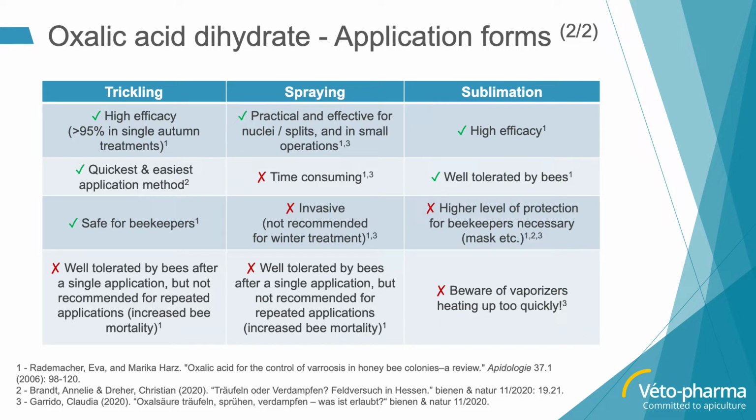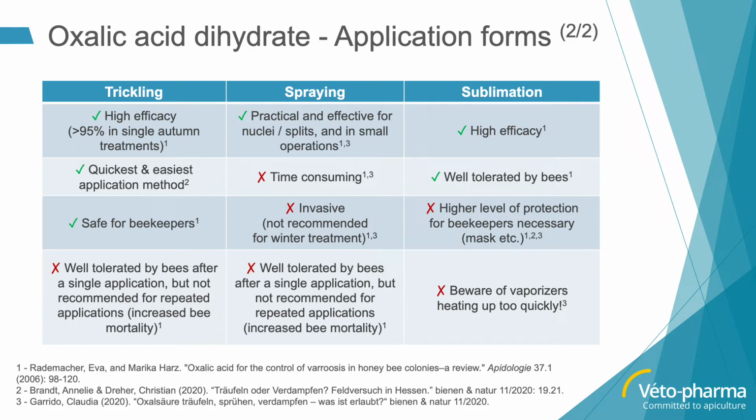Spraying is a practical and very effective treatment for nuclei and splits in spring and summer, as well as for smaller beekeeping operations. However, it is more invasive and time-consuming than the other two application forms, and therefore not recommended for winter treatments. Spraying is well tolerated by bees after a single application, but, like trickling, not recommended for repeated applications.